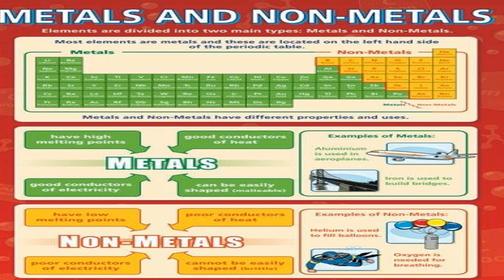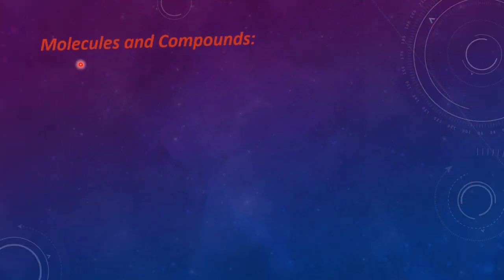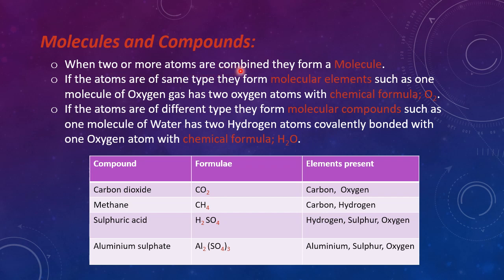Next is molecules and compounds. When two or more atoms are combined together, they form a molecule. If the atoms are the same, they form molecular elements such as hydrogen and oxygen gas. Oxygen gas has 2 oxygen atoms with chemical formula O2. If the atoms are of different types, they form molecular compounds, such as one molecule of water, which has 2 hydrogen atoms covalently bonded with 1 oxygen atom, with chemical formula H2O.